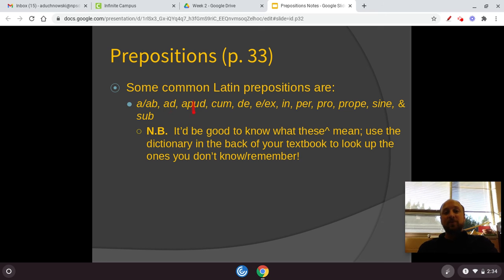I have twelve here. There are many more that we've seen and many more that we will see, but I thought I'd focus on the most common ones here. So know the vocab, meaning these prepositions and what they mean, and whether the objects are singular or plural, as you saw in the previous slide.